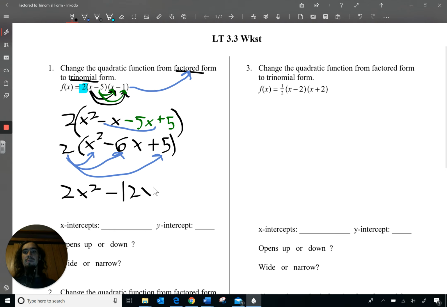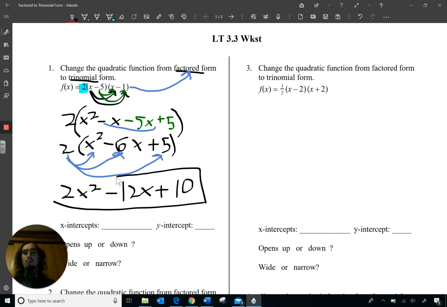And the last term there is positive 5, so it's 2 times positive 5, which is going to give us positive 10. And then there we go. There is our trinomial form, which is also called standard form. It's good to see that. So we've changed the quadratic function from factored form, this was factored form, into trinomial form.